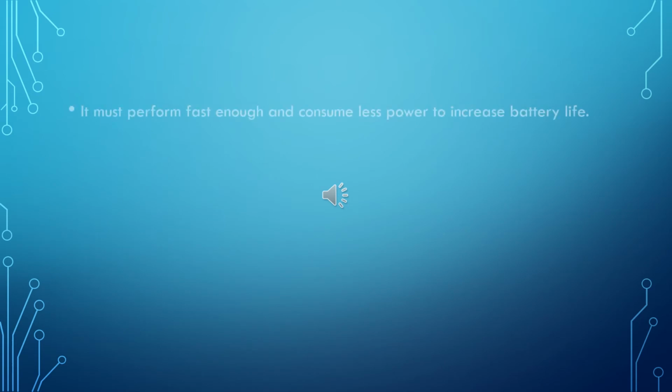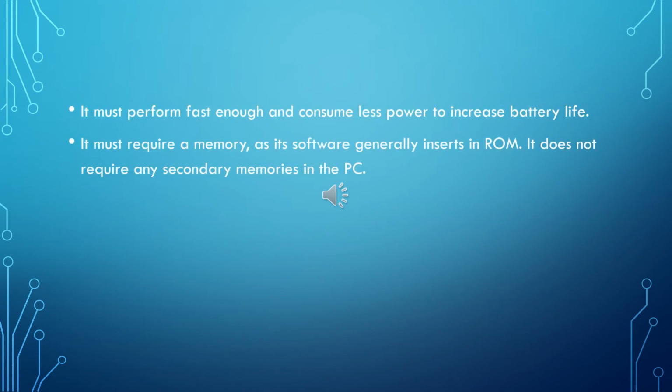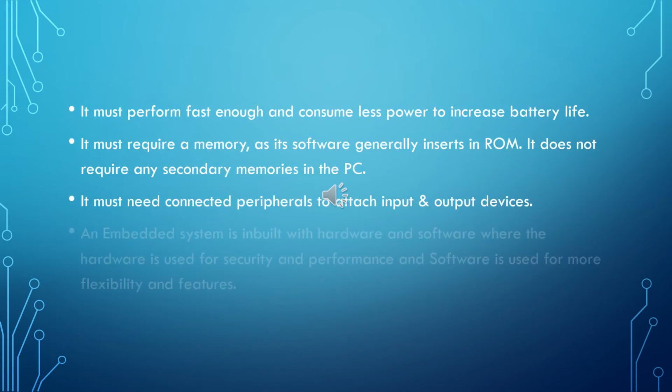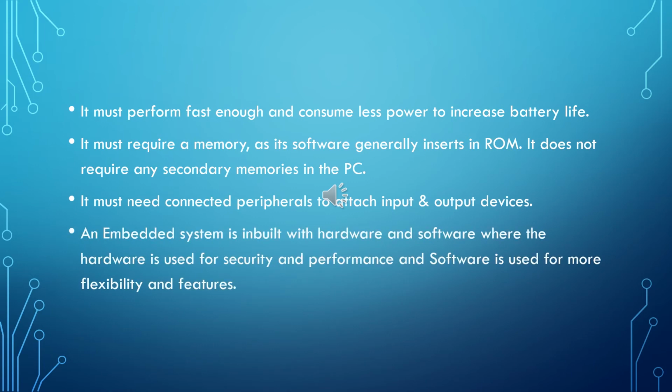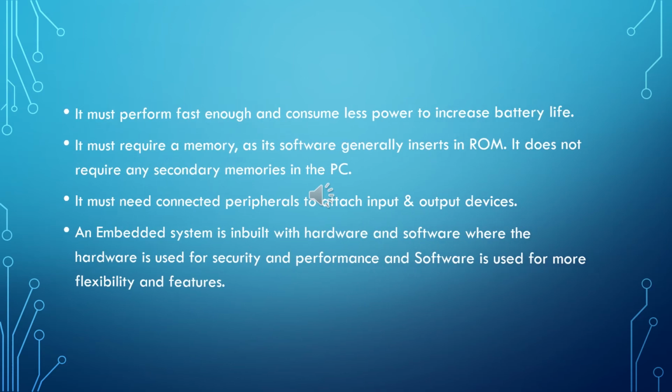It must perform fast enough and consume less power to increase battery life. It must have a memory, as its software is generally stored in ROM. It does not require any secondary memories as in a PC. It must have connected peripherals to attach input and output devices. An embedded system is built with hardware and software, where the hardware is used for security and performance and software is used for more flexibility and features.